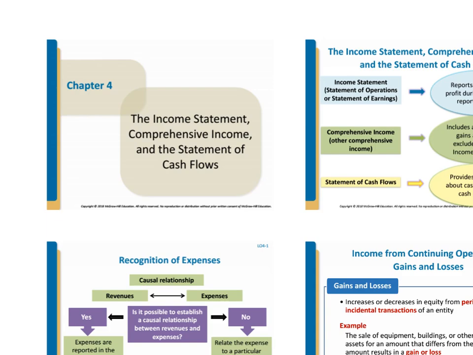Chapter 4 discusses the income statement, comprehensive income, and the statement of cash flows. It focuses on three basic items within the chapter. First, it considers issues dealing with content and presentation for the income statement as well as comprehensive income. It then introduces us to the statement of cash flows, and ultimately, it will also provide us with common ratios that we can use to analyze profitability.